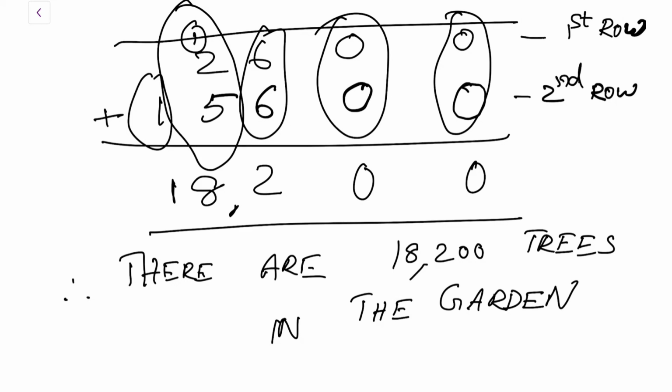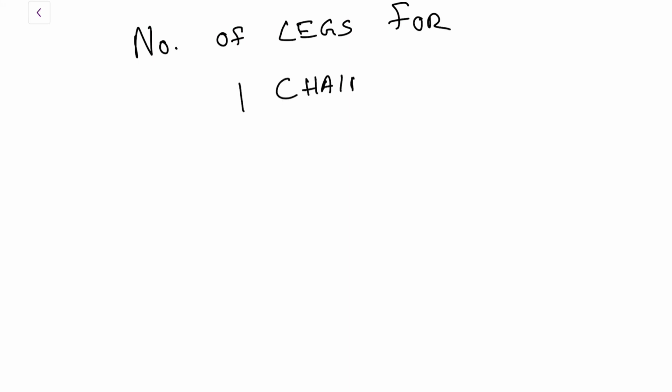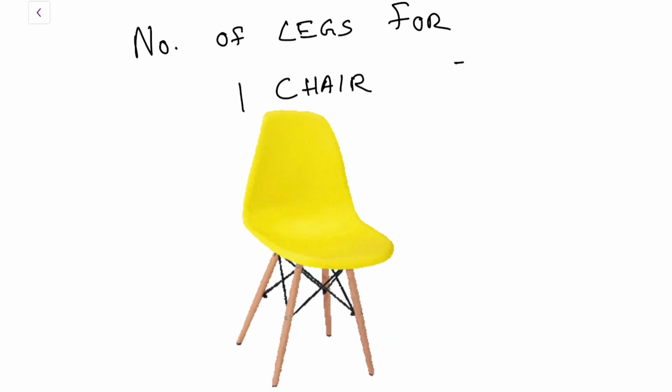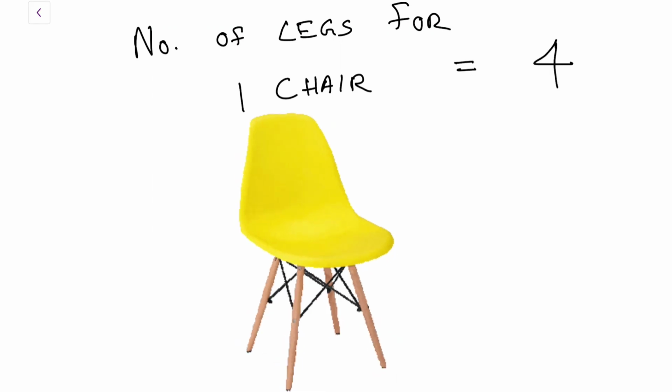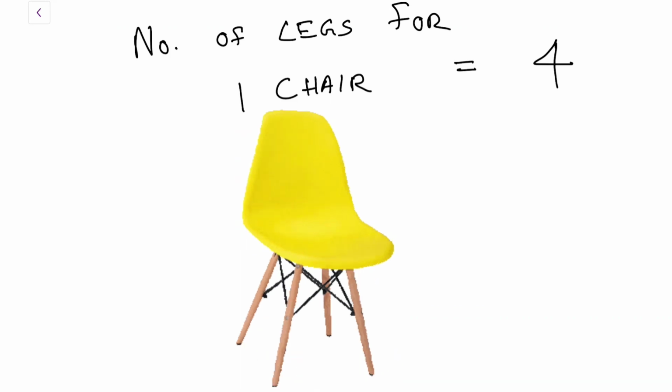Here's the last example. How many legs are there for 175 chairs? So we know that one chair has how many legs? Number of legs for one chair. Have a look at the picture. How many are there? That's right, a chair has 4 legs, correct? But they're asking you to find out how many legs are there for 175 chairs.